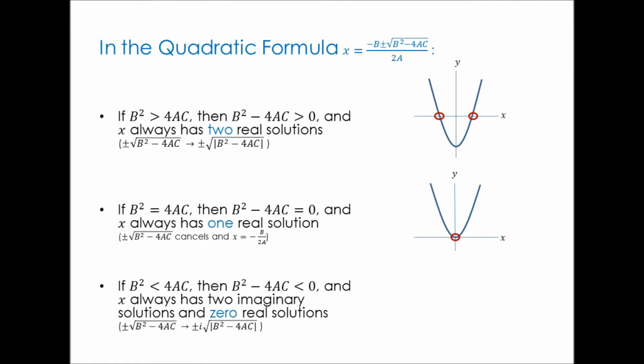Lastly, if b squared is less than 4ac, then the expression b squared minus 4ac inside the radical is negative. The radical of a negative expression yields an imaginary term, where we get the imaginary number i times the radical of the absolute value of that negative expression. And again, since we have either plus or minus that imaginary radical, we get two imaginary solutions and zero real solutions. In the graph, the vertex is right above the x-axis, and we have no x-intercept, or no real solution. So yeah, there you have it, the derivation and a graphical interpretation for the quadratic function.